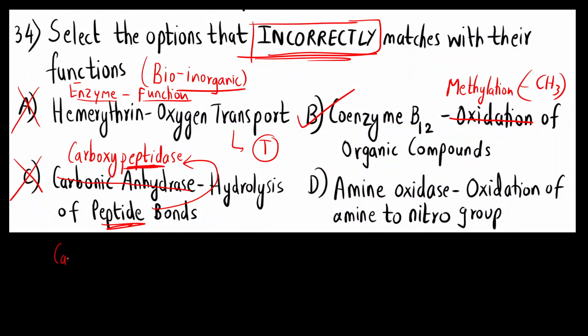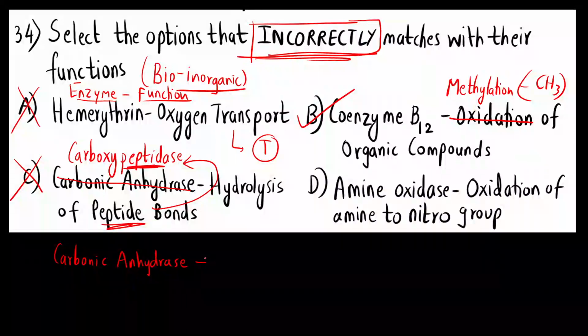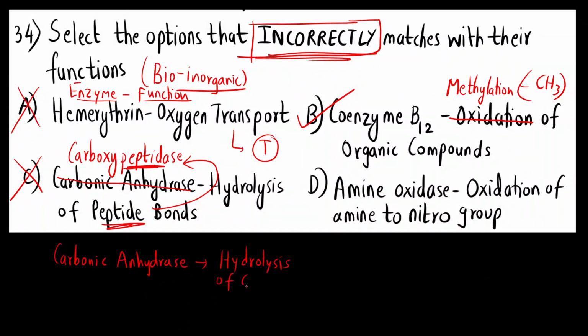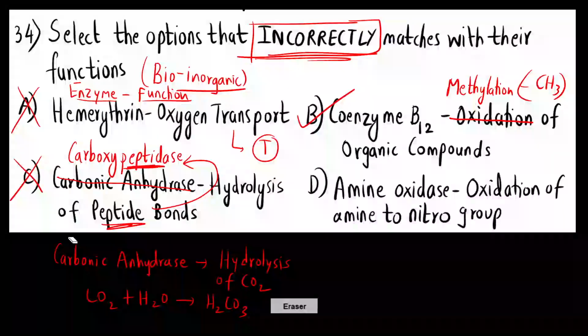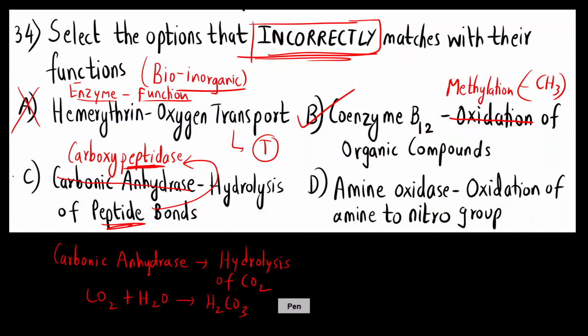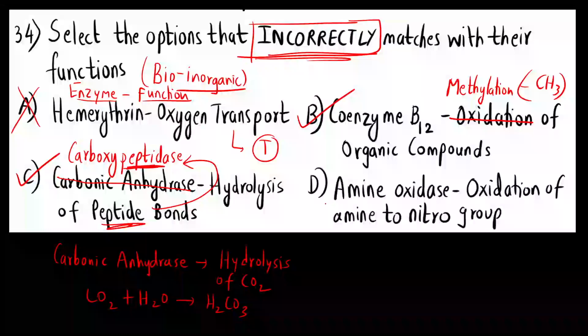So what is the role of carbonic anhydrase? It does hydration of CO2. What will we get? CO2 plus H2O will give what? It will give H2CO3, carbonic acid is formed. Okay, so this is an incorrect statement. So this is also going to be the correct answer.